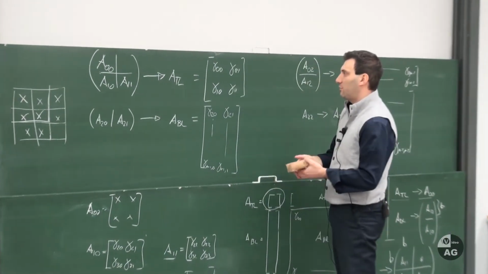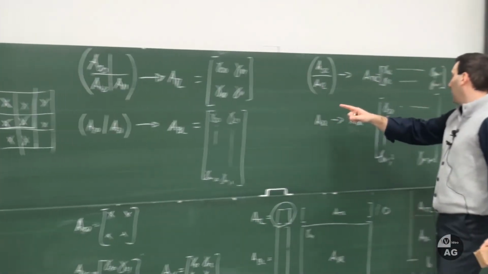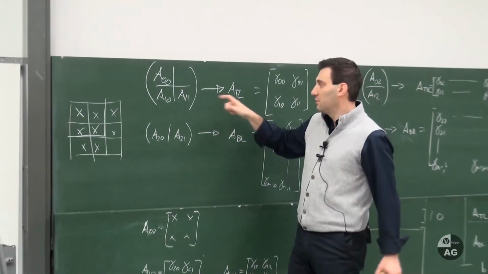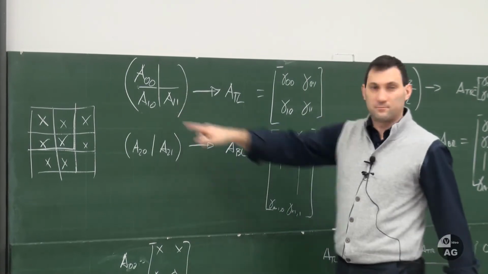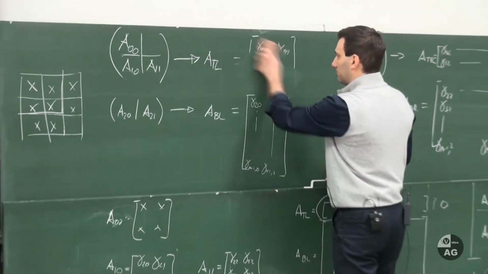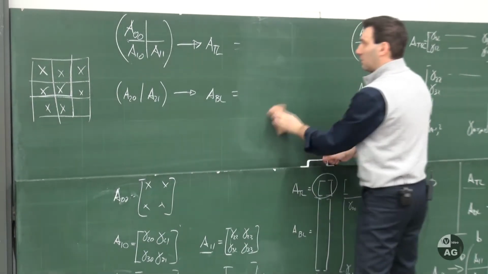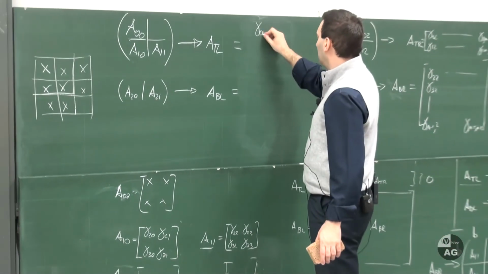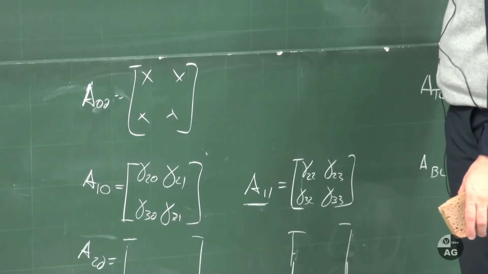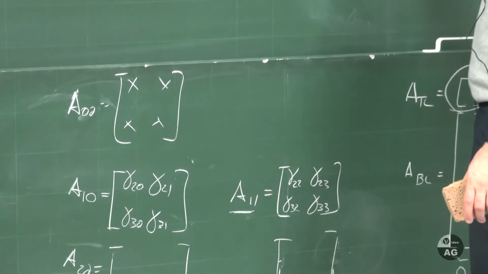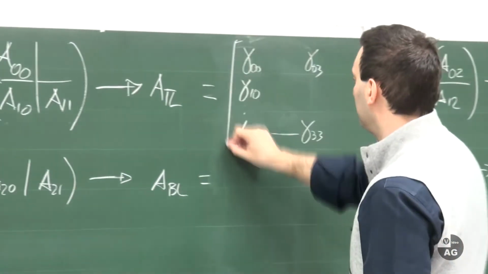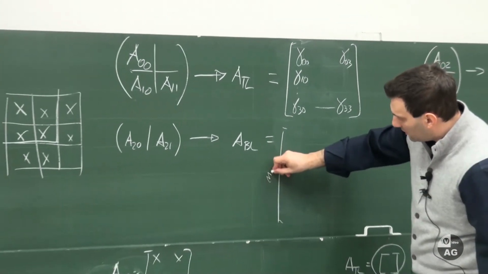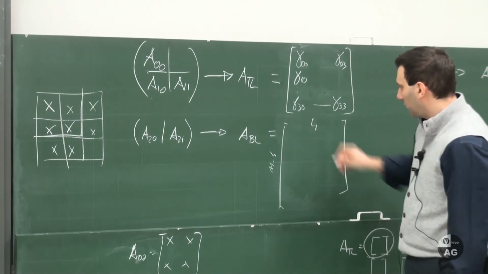All right, A top left, what will it be? A top left has to absorb A00, A10, A11. So just tell me the size of A top left. Thank you. Gamma 00, gamma 10, gamma 3, 0, gamma 3, 3, 0, 3. Okay. A bottom left, you know, it's going to be n minus 4 times 4.